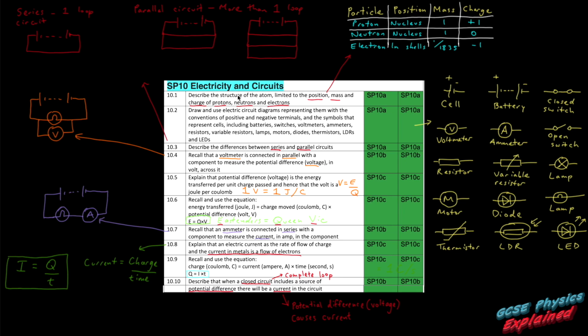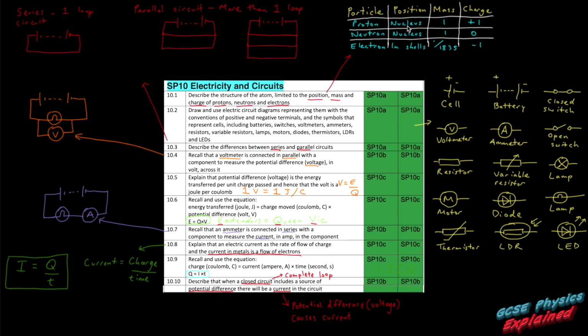SP10, electricity and circuits. 10.1. Describe the structure of the atom limited to the position, mass and charge of protons, neutrons and electrons. In other words, you've got to know where each of these particles are in the atom, what their mass is and what their charge is.